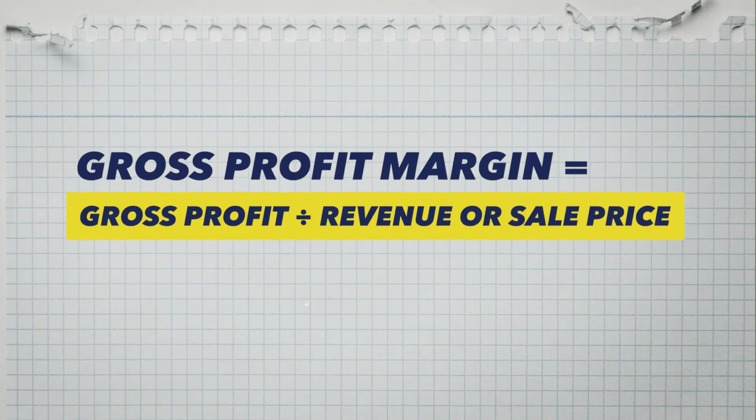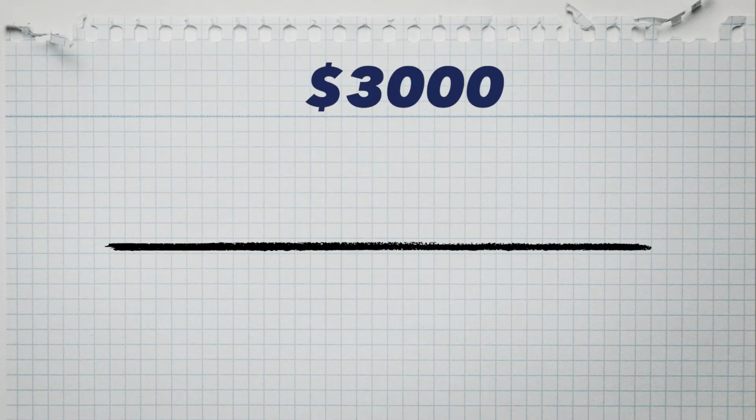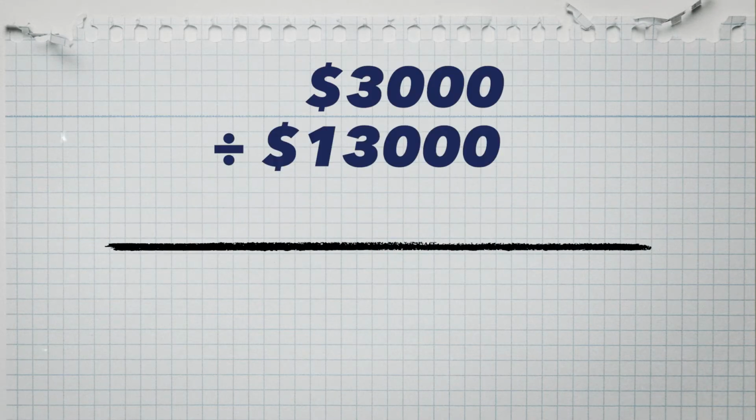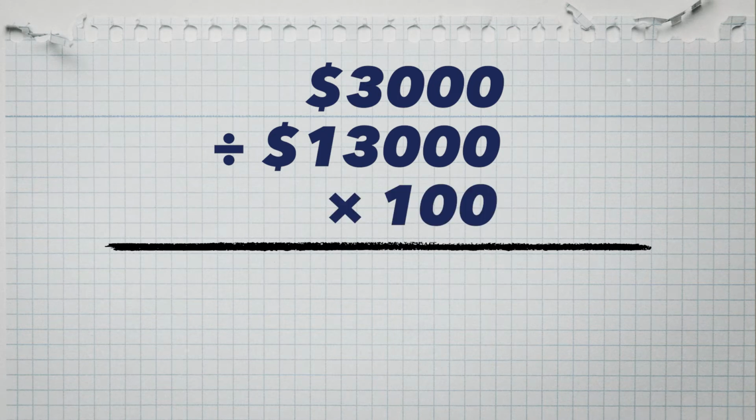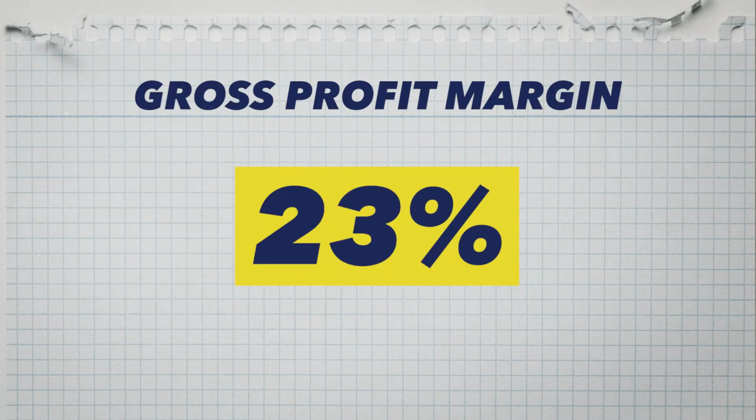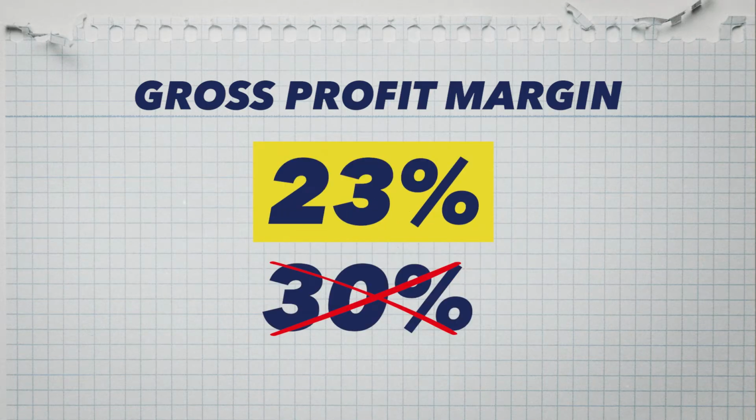Well, it's not. Our profit margin is actually figured out by understanding the gross margin. Now, the gross profit margin is the gross profit divided by the revenue or the sales. Now, in this case, it's $3,000 divided by $13,000 times 100. That actually gives us 23%. So 23% is what you get to keep. It's not the 30% we thought we were getting with our markup.